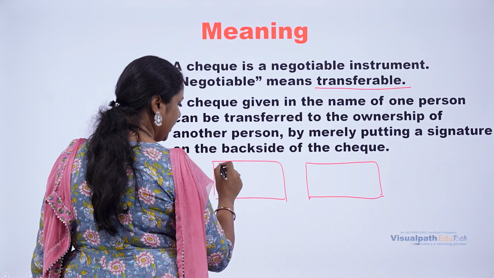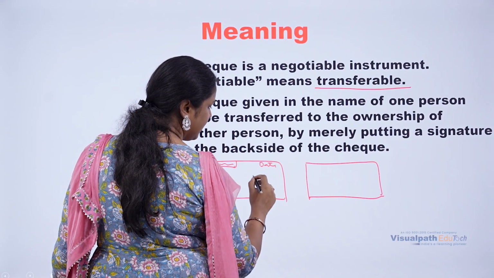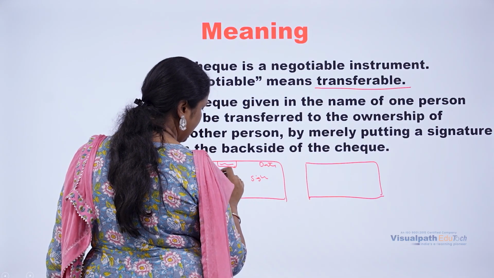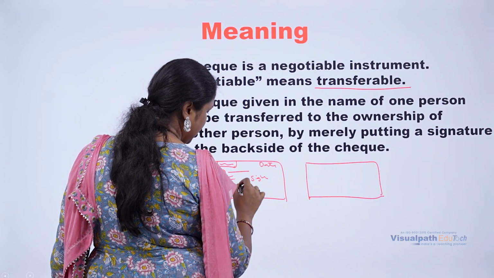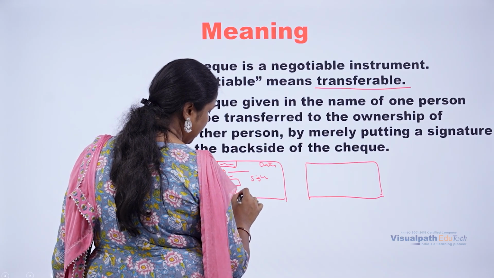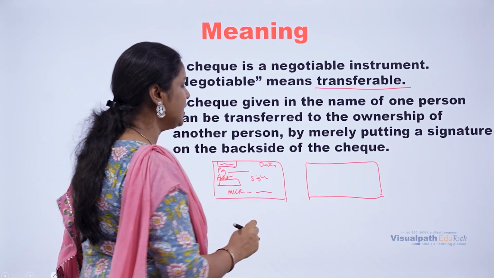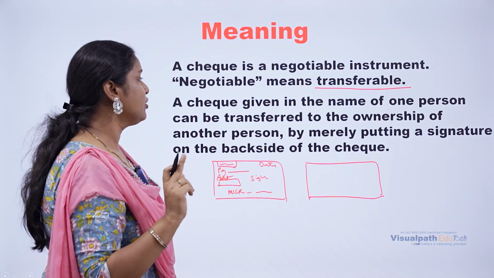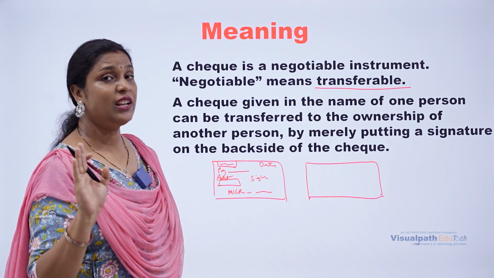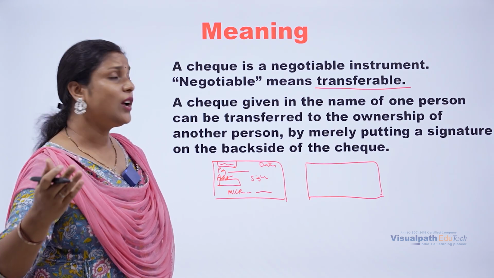One side where all the details are there: bank, date, signature, pay, amount, then account number, then MICR, right? So one side a lot of information goes in and the other side is blank. The back side of the check is blank. So how can the ownership be transferred? How can a check be transferred?